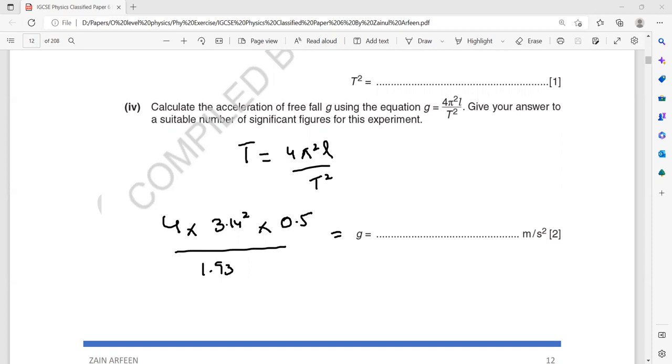10.2. Solve the numerator and denominator separately, and then at the very last, divide them. It should be 10.2. It should be in the range, as the gravity value is 9.8, so it should be closer to that. If you are getting a very different value of gravity, it means there's some mistake.